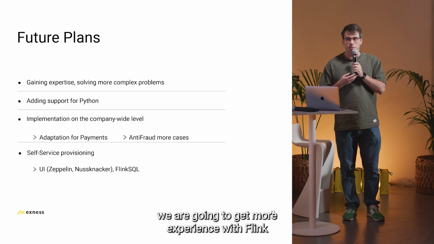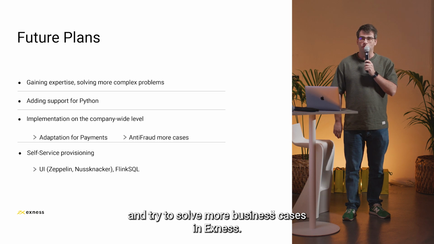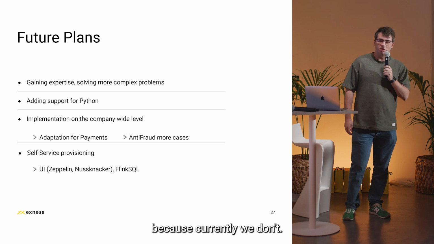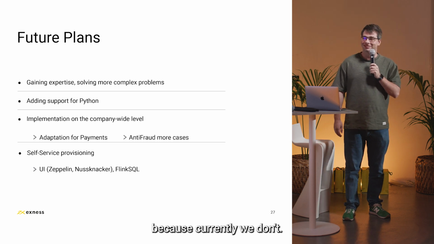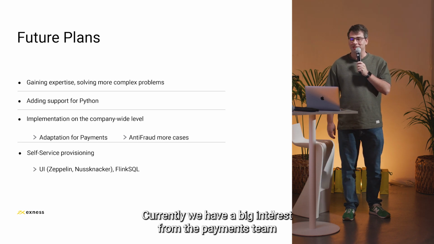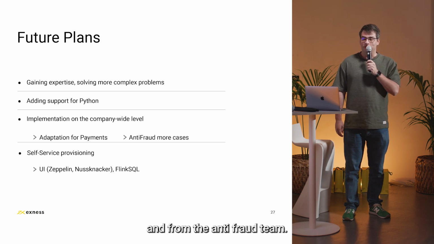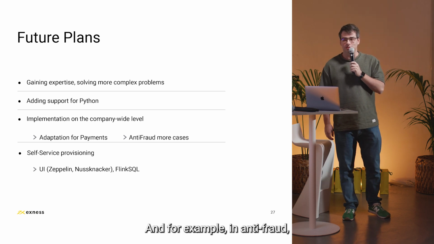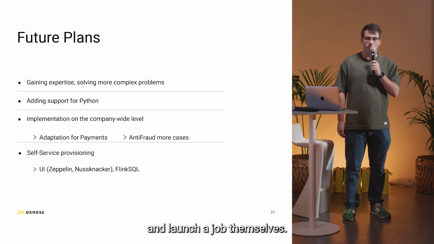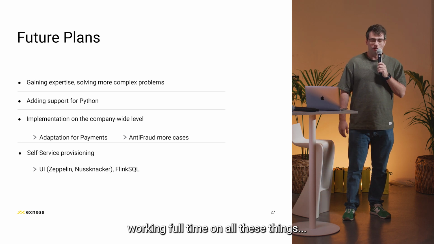For the future plans, we are going to get more experience with Flink and try to solve more business cases at Exness. We also plan to support Python because currently we don't. We plan to bring more teams into it. Currently, we have big interest from the payments team and from the AntiFraud team. In AntiFraud, people want to be able to just drag and drop business logic and launch a job themselves. They don't want to have a developer working full-time on these things.